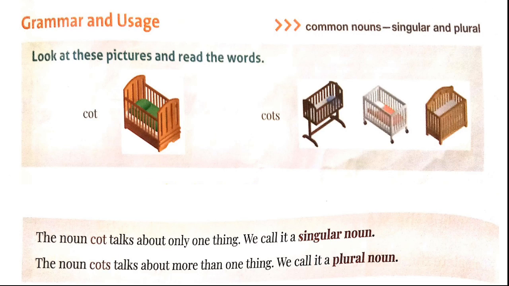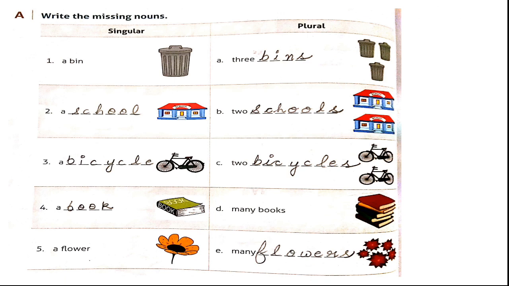The noun cot talks about only one thing. We call it a singular noun. The noun cots talk about more than one thing. We call it a plural noun. You need to remember, for converting any singular noun to a plural noun, you need to add s to the word. Now by adding s to the singular word, you can convert it to plural word or plural noun.